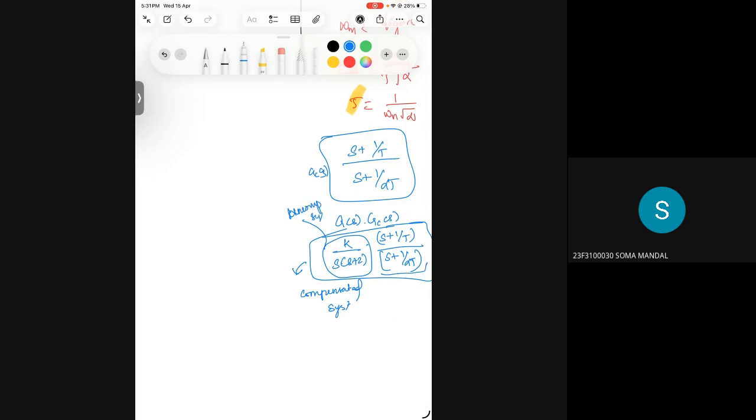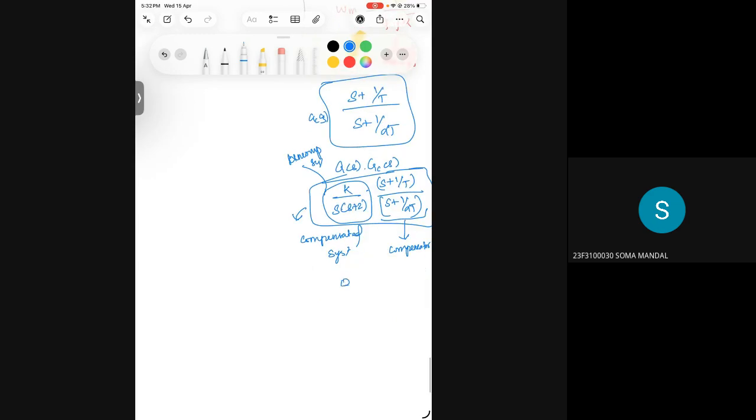This is called as compensator. So compensator into your uncompensated system is equal to compensated system. That's it. Very simple. So now you find again the Bode plot for this compensated system. Now you will find the phase margin and gain margin. It will be greater than your desired value.